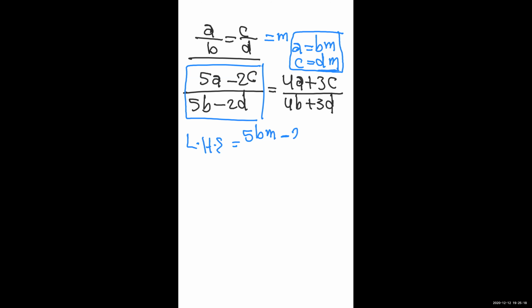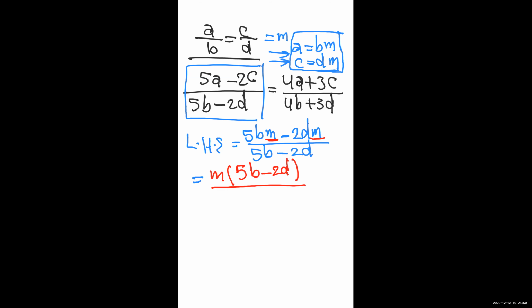C equals dm, so 2dm over 5b. Do we have b here? No, so 5b minus 2d. Do we have d here? No, so 2d. So now it will equal... I'm going to check if there is a common factor or not. So here m and m, so m is a common factor times 5b minus 2d. Okay, over here 5b minus 2d. Now I can simplify both of these two terms by cancellation, so it will equal only m.